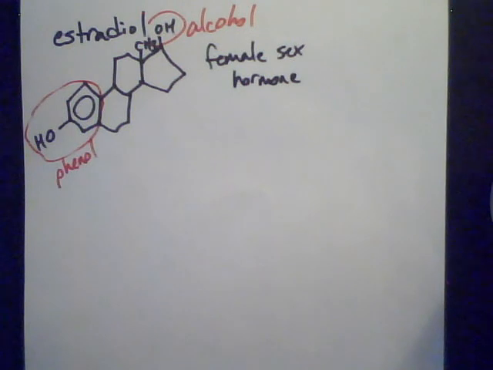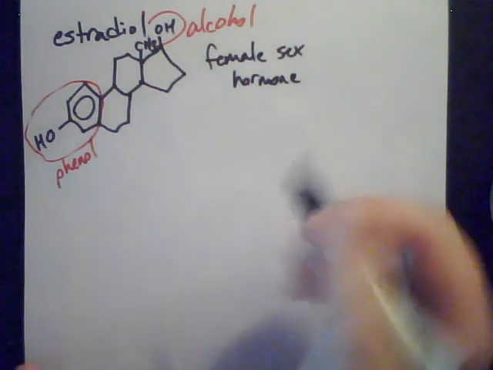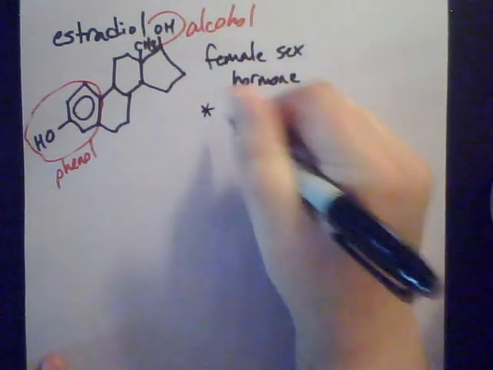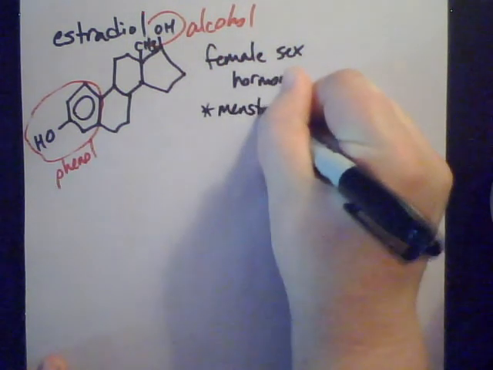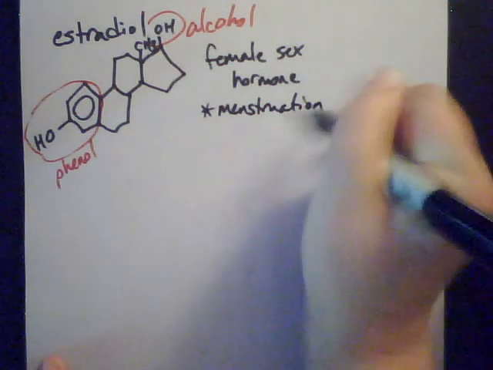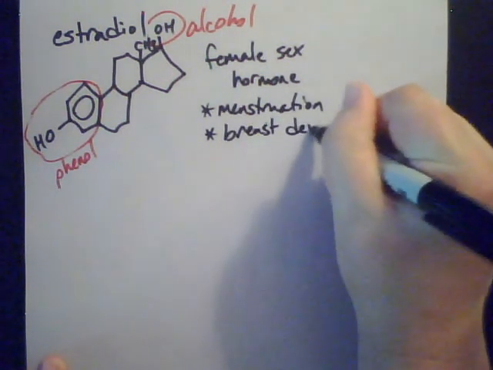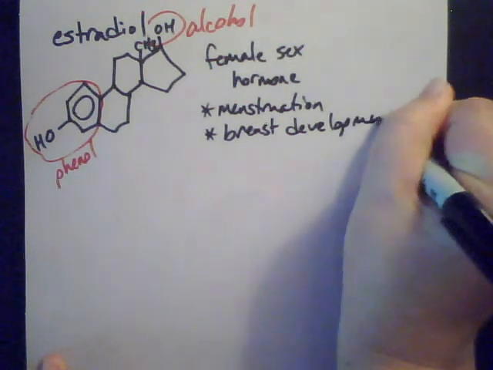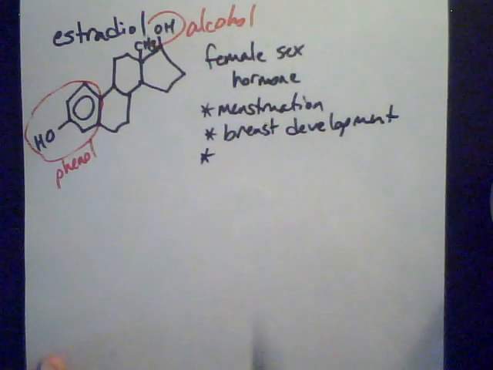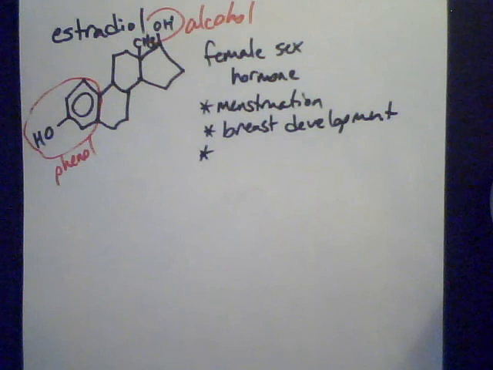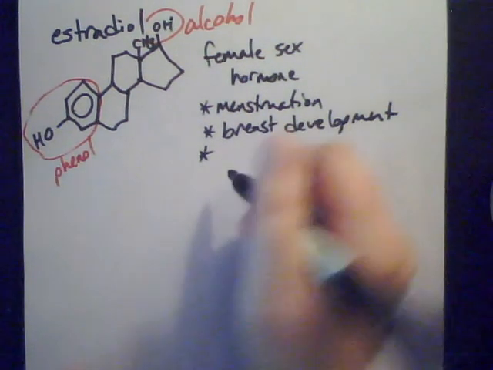In terms of development, when females go through puberty, this allows for things like menstruation, development of breasts, and it allows for things like keeping our voices higher. So we have higher voices. It limits the facial hair that we have.